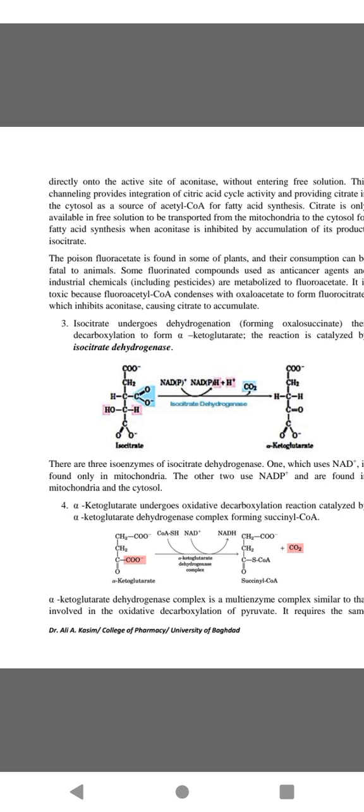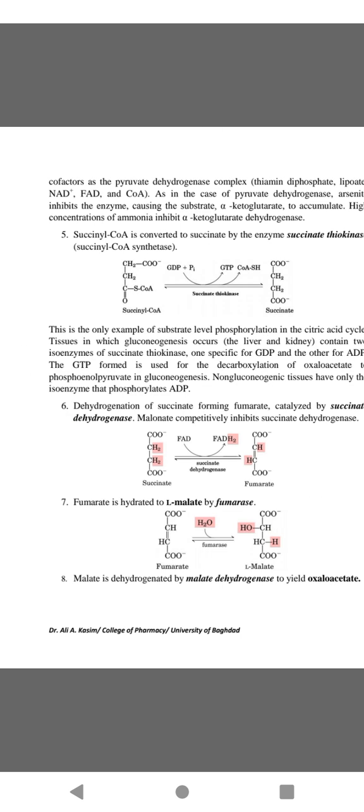What is the process? Dehydrogenation. And the NAD is converted into NADH. Next, the alpha ketoglutarate undergoes oxidative decarboxylation, catalyzed by the alpha ketoglutarate dehydrogenase complex, forming succinyl CoA. So the final product of this reaction is succinyl CoA. The succinyl CoA is converted to succinate by the enzyme succinate thiokinase. Succinate is also known as succinic acid.